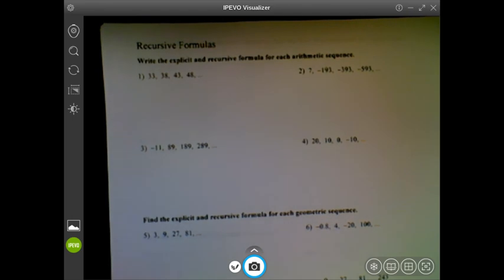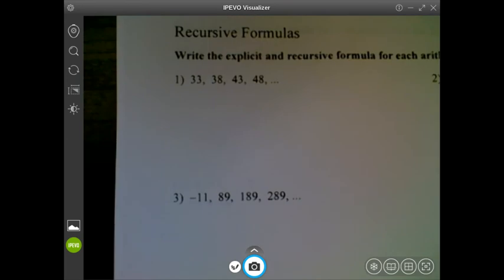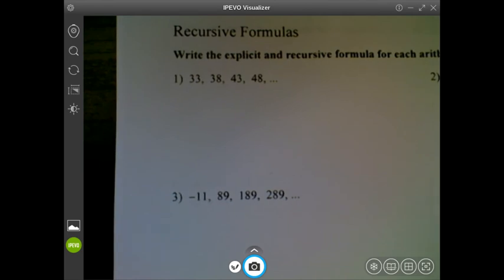We're going to talk about these recursive formulas. They're not necessarily my favorite thing. I think the explicit ones are so much more useful, but they're pretty straightforward, so I think you'll be like, okay, that's not too bad. We'll do this first one. It says write the explicit formula and then the recursive formula, so that you'll be able to see the difference between them.